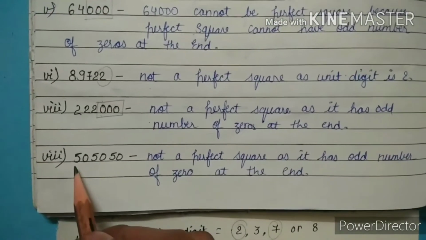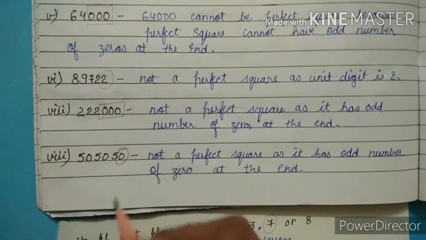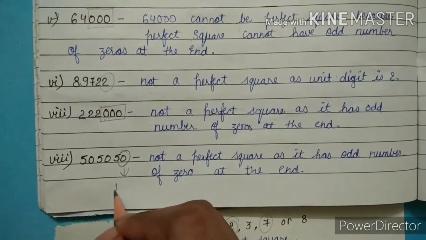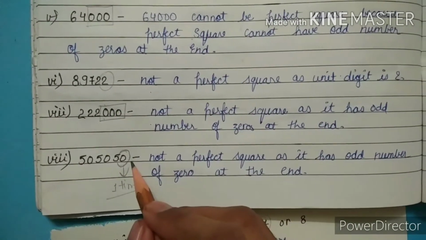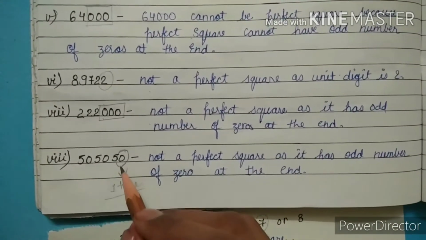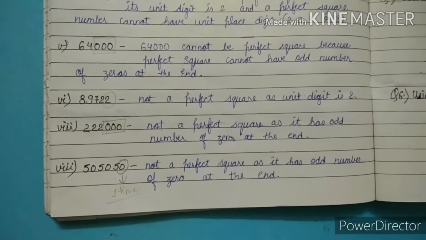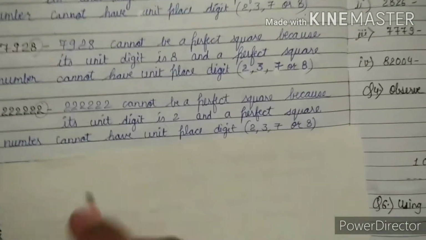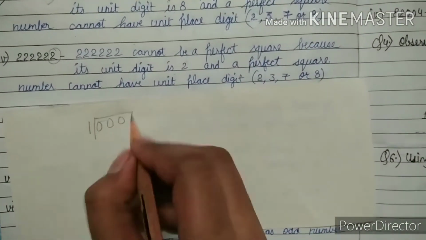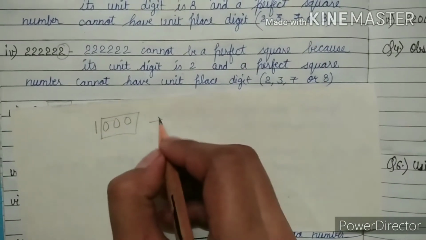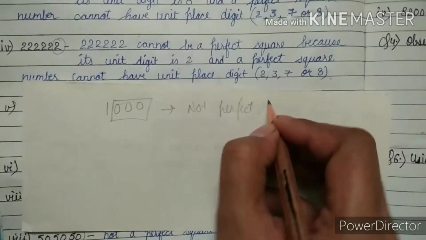Last question is 505050. So we have to see the last 0. Okay, one time 0 is there, so this is also not a perfect square. Why? Because at the end we have an odd number of 0s. One more thing I am telling you: when we have an odd number of 0s, like here 1, 2, 3, it is not a perfect square.